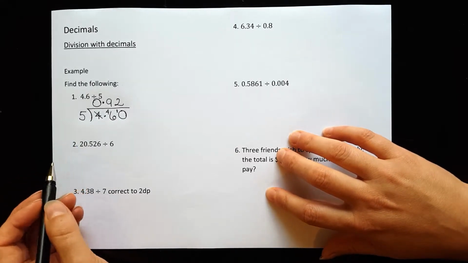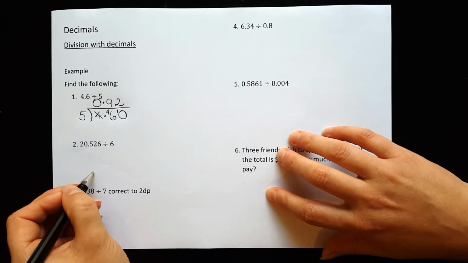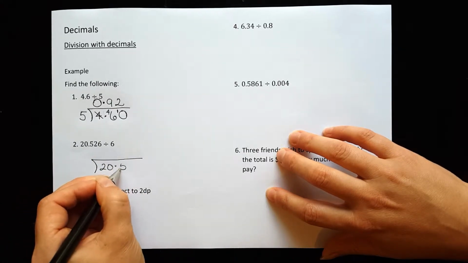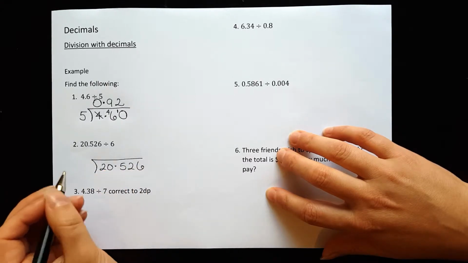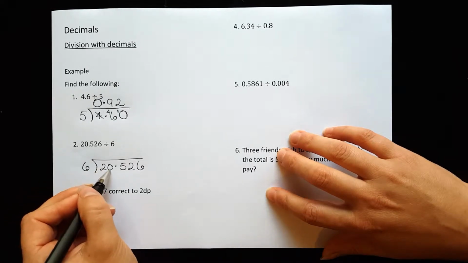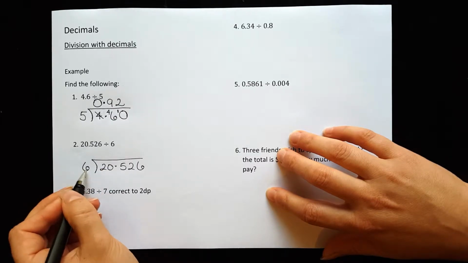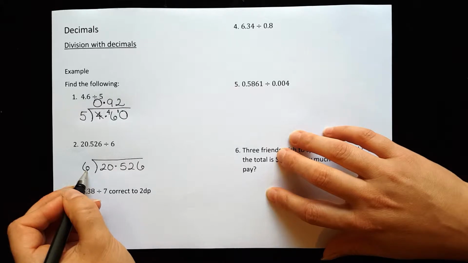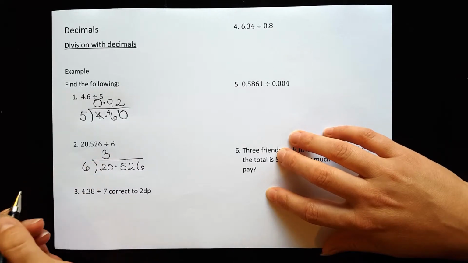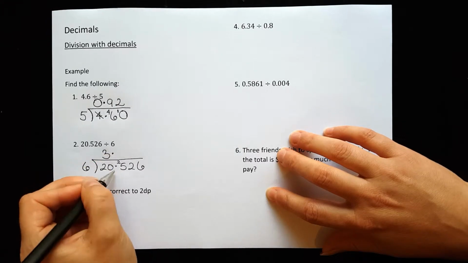Let's look at question number 2. We have 20.526 divided by 6. So draw your big divide sign. 20.526 goes underneath, and I want to divide that by 6. So I'm going to take the 20 first because 2 is not going to work by itself. So I'm going to go straight to 20. 20 divided by 6. Thinking of your 6 times tables, you'll know that 6 times 3 is 18. So that's going to go 3 times with a remainder of 2. Okay, keep the decimal point there, keeping it in line.